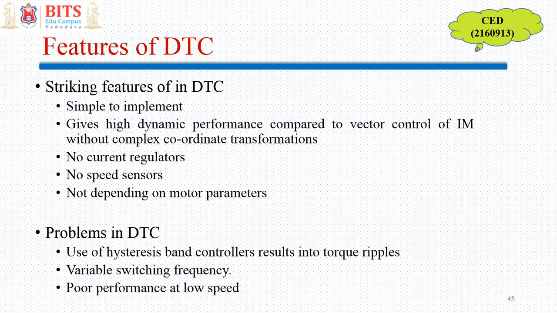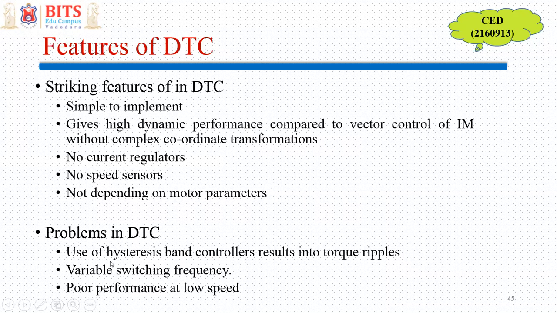Speed sensors are there also, that is all right. If it is not there, you can calculate speed. Not depending on motor parameters. If you had concentrated on the equations, you only had stator resistance in this particular calculation. So no other calculations were there, no other parameters were there.